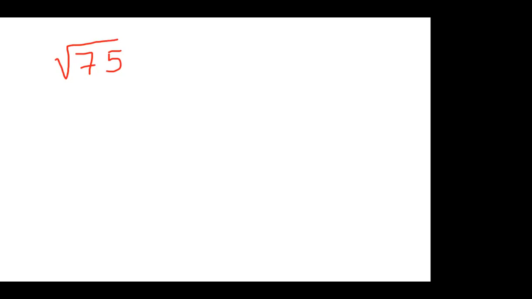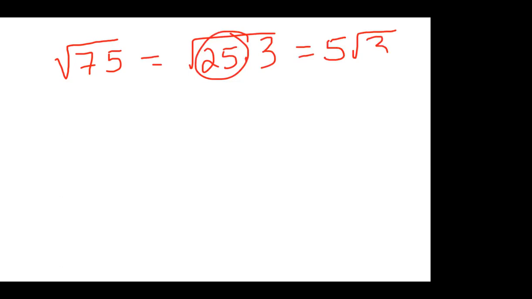All right, what'd you guys get? All right, 5 square root of 3, very good. So on this one right here, guys, the perfect square that goes into 75 evenly is 25, and 25 times 3 gives you 75. So you go ahead and take the square root of 25, that gives you 5 on the outside, and the 3 remains inside the radical.